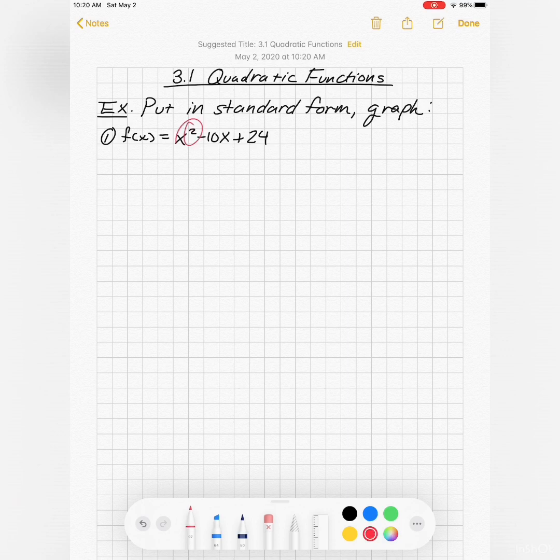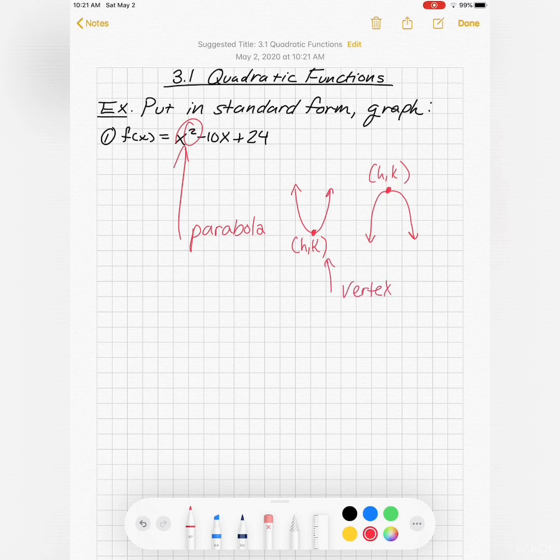So you see here the highest exponent, the degree, is 2. So that tells me I have a quadratic function. I know its graph then is a parabola. So I might have a parabola that opens up, a parabola that opens down, generally speaking. Now, the high or low point, typically we give the letters h, k to the x and y coordinates, and that's called the vertex of the parabola.